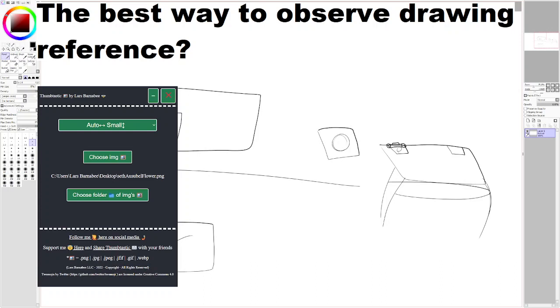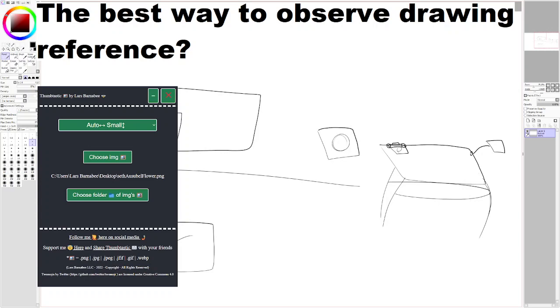It would be like a clamp of some sort, and maybe it could hold the image to the side. That could be another viable option. So yeah, I do recommend doing that. You may have to experiment to find a comfortable balance, but those are the ways that I think are the best way to observe reference.